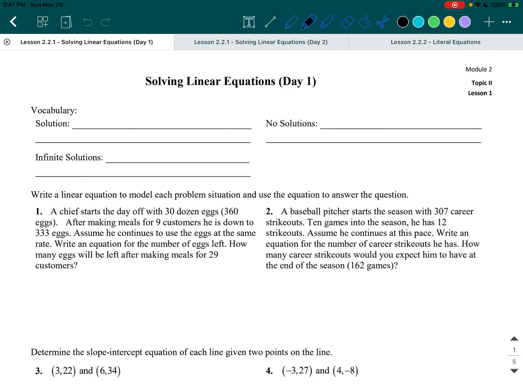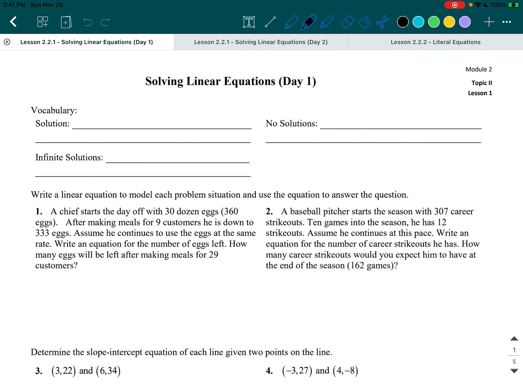Let's get started with writing the vocabulary words. So we have 3 vocabulary words, and I want to remind you that when you are writing these words, please pay attention to what the definitions mean, not just writing it out blindly, okay? So starting off with the word solution.